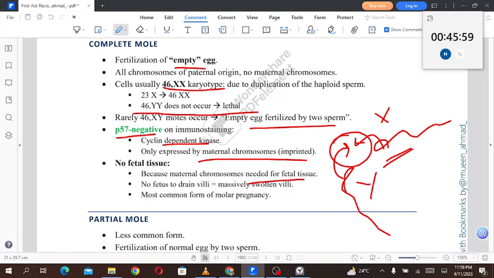No fetus to drain villi. Massively swollen villi will be there because we have to drain the villi. So that is, I guess, a mnemonic or something. So why are villi so enormous? Because there is no fetus to drain them. That is why they're so enormous.